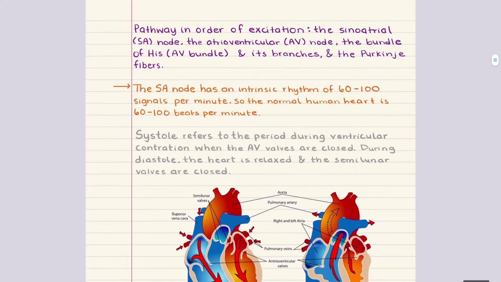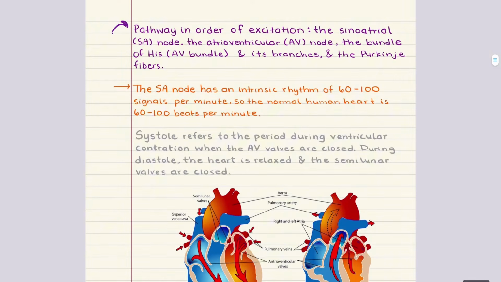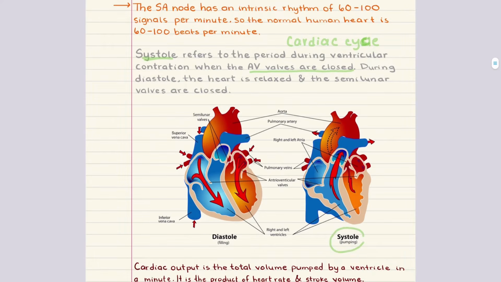Now that we understand this, let's take a moment to learn what's actually happening during one full heartbeat. This is called the cardiac cycle, and it consists of two main phases, systole and diastole. Systole refers to the phase when the ventricles contract. During this time, the atrioventricular valves, or AV valves, are closed, and the semilunar valves are open. This allows blood to be pumped out of the ventricles, either into the aorta or the pulmonary artery. Then comes diastole, which is the phase when the heart relaxes.